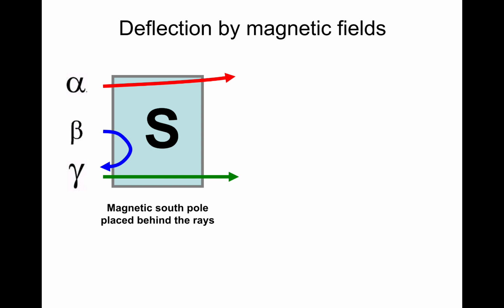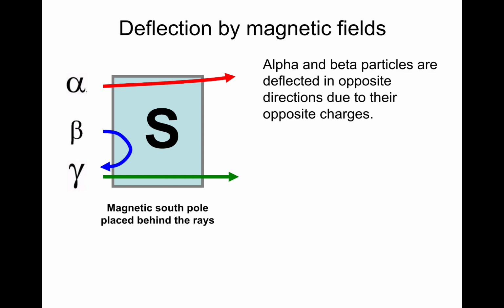And if you want to think about why that might happen, it's pretty obvious. It's the fact that alpha particles have a positive charge and a beta particle, which is just an electron, has a negative charge. So due to the charges, they will move in opposite directions. So alpha and beta particles are deflected in opposite directions due to their opposite charges.